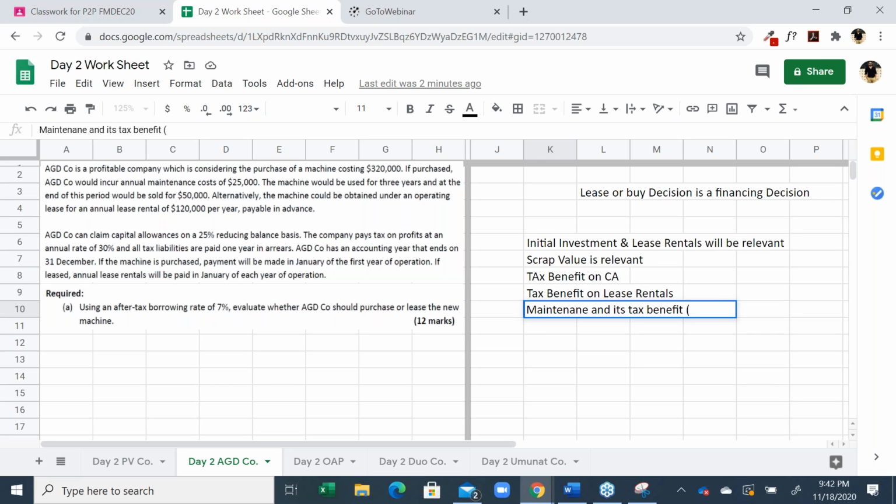So maintenance cost will only be relevant if it's there in one option, but it's not there in the second option, then it should always be considered as relevant.